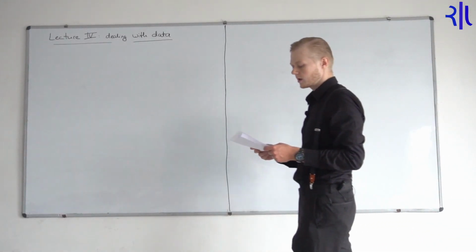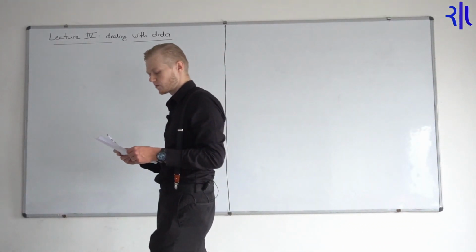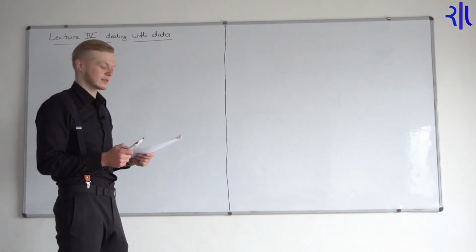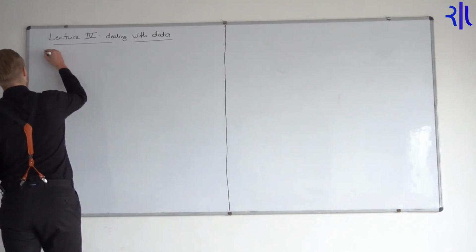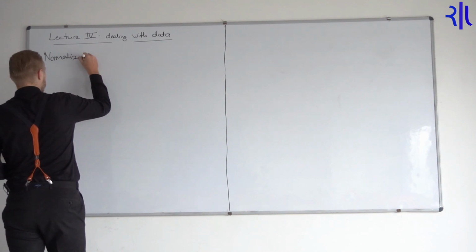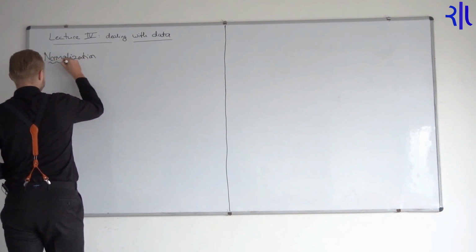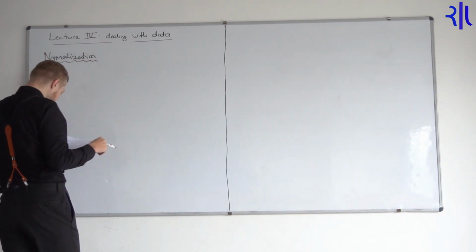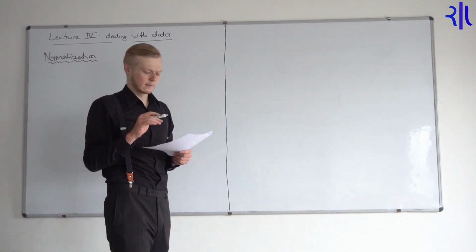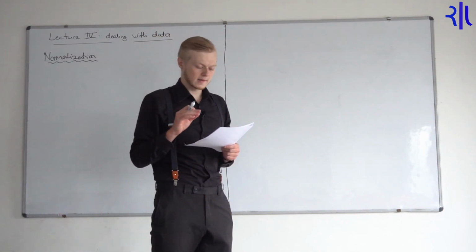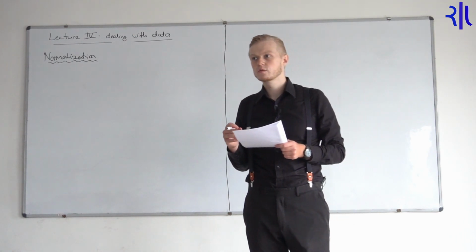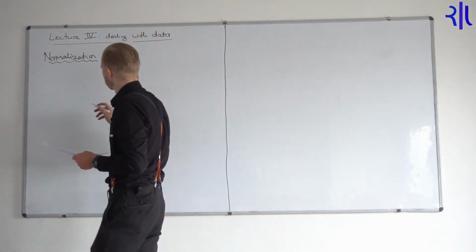Okay, so another thing that you might want to do when you get a data set is normalizing the data set. And that means you set the mean of the data to 0 and its standard deviation to 1. So why would you even want to do this?